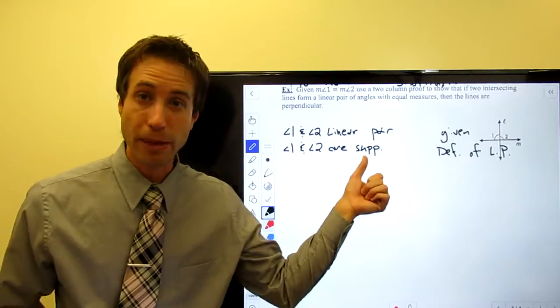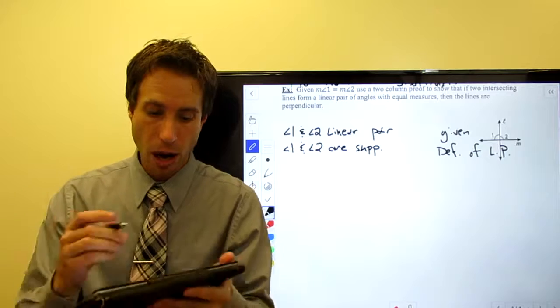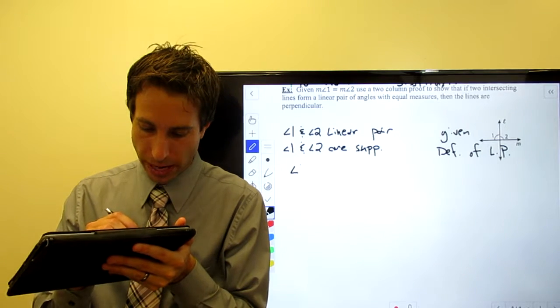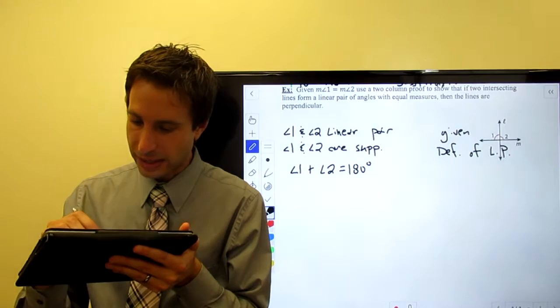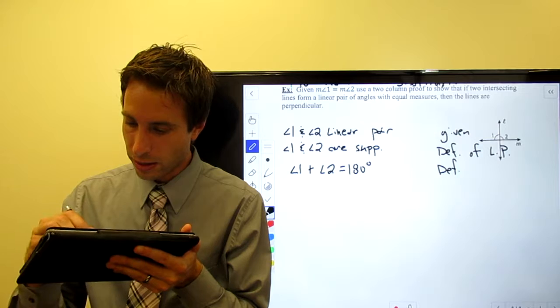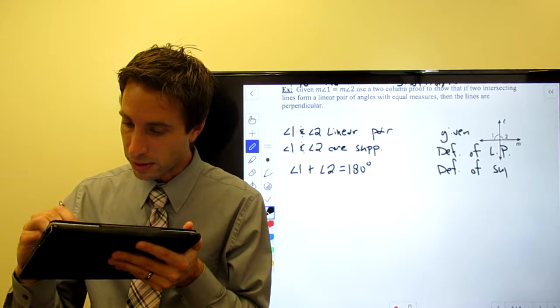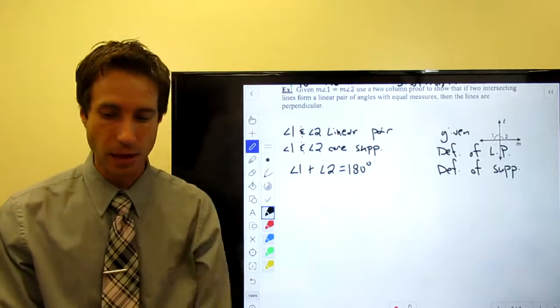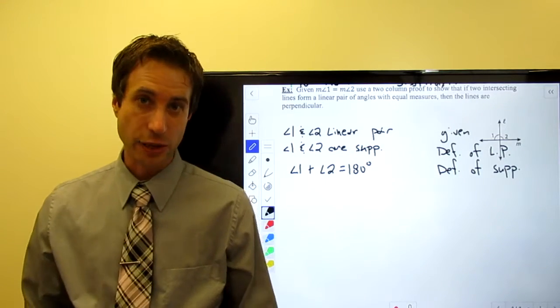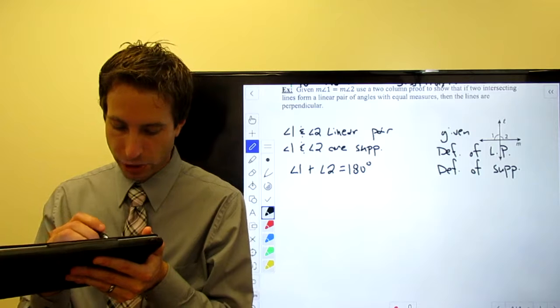Oh, hang on, what does supplementary mean? It means they add to 180 degrees. So angle 1 plus angle 2 equals 180 degrees. That is our definition of supplementary angles. The definition of supplementary angles is that they sum to give you 180 degrees. We're almost there. Check this out.